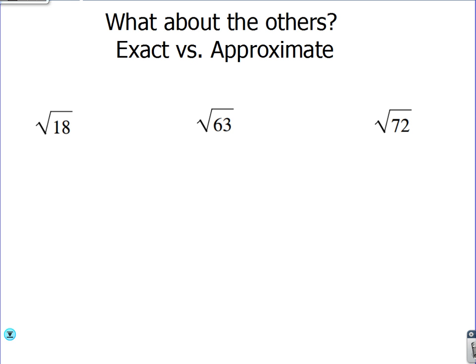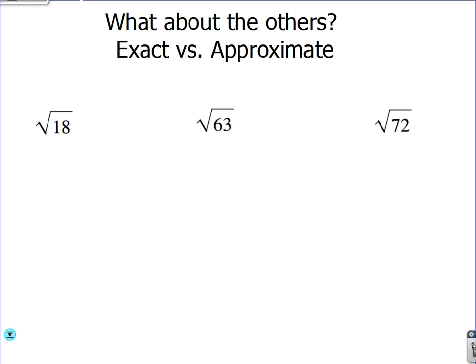Square root of 63, that's really close to what? Square root of 64, which is 8. So do you see the square root of 63? Well, that'd be a little bit less than 8. The square root of 72, well, that's somewhere between 8 and 9, because the square root of 64 is 8, the square root of 81 is 9. That's nearly right there in the middle of 8 and 9. That's about 8 and a half.